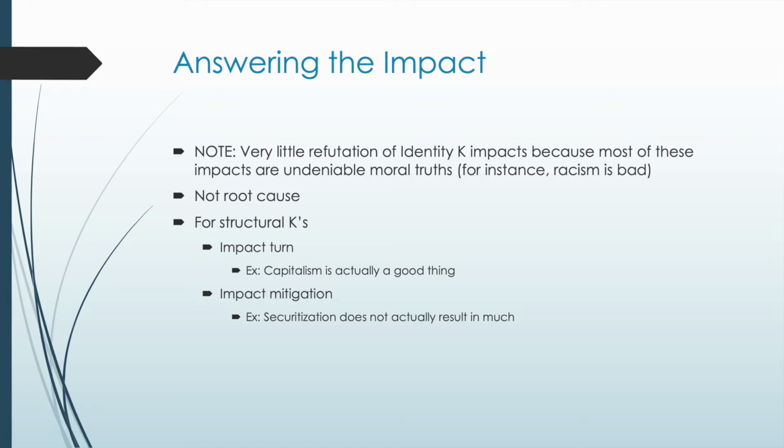There's also impact mitigation. You can just say that it does not actually result in much oppression or much negative effects. Again, these are for structural Ks, so this would be things like capitalism, securitization, militarization. There's one other example, but it's not coming to mind right now. So impact turn and impact mitigation are also possible against the impacts of these structural Ks.